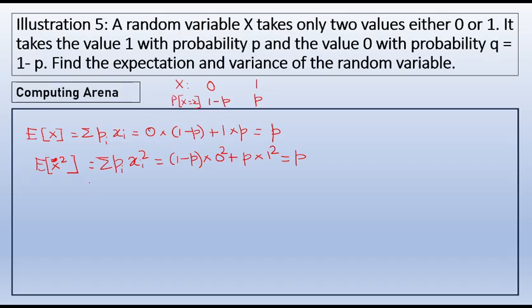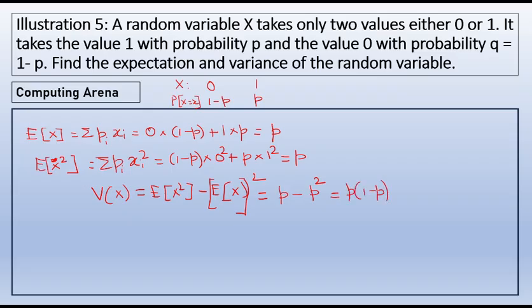Now let us look at what happens to the variance. Variance of x is equal to expectation of x squared minus expectation of x whole squared. For this purpose, we use this formula. So expectation of x squared is p and expectation of x whole squared is p squared. So if you take p common, you get p into 1 minus p. You can keep it in this way, but it is given in the question that 1 minus p is q, so you may write this. So expectation of x is p and variance of x is pq.